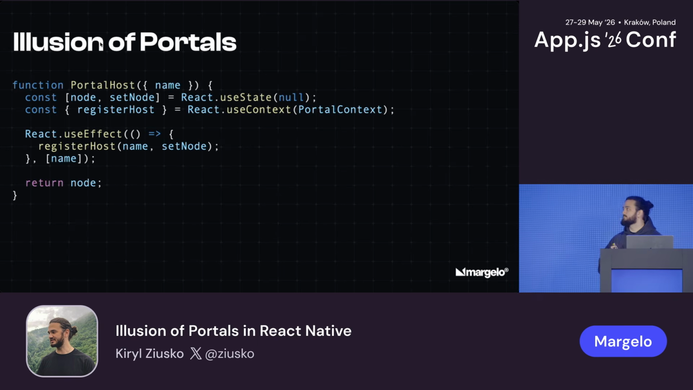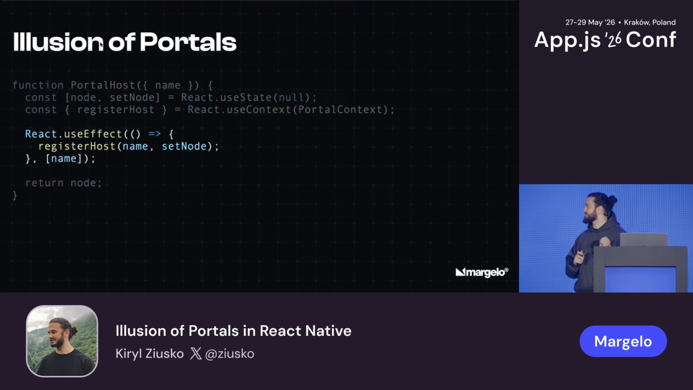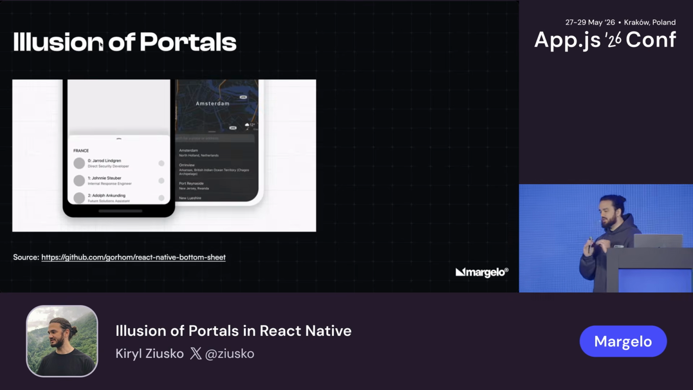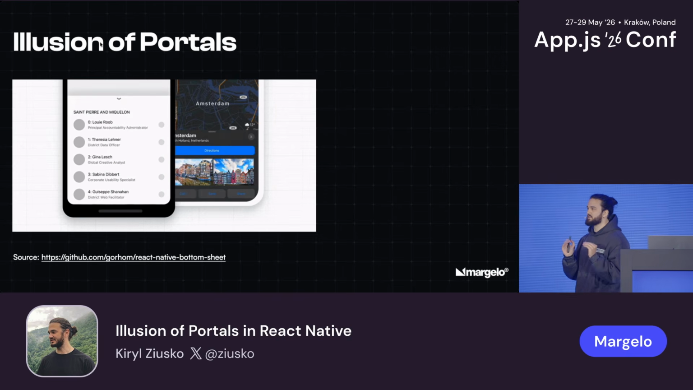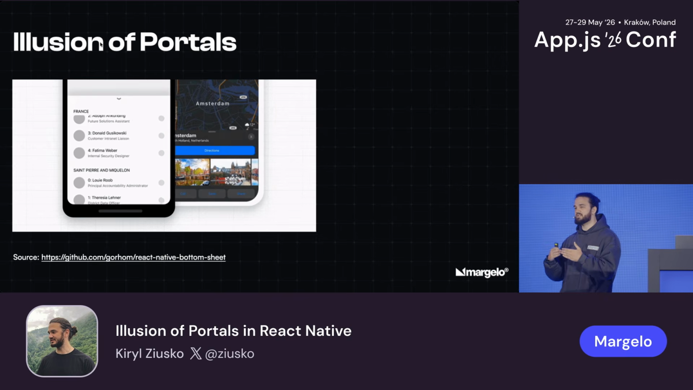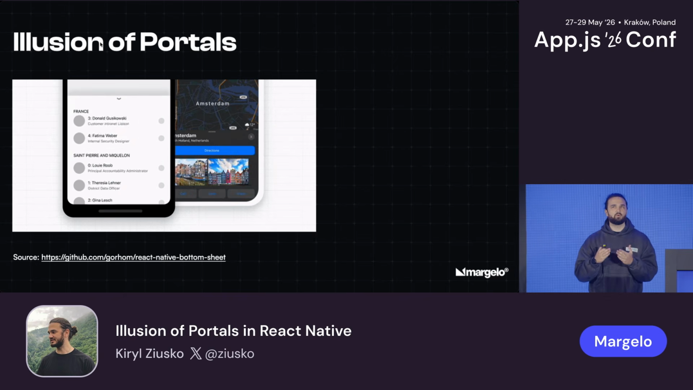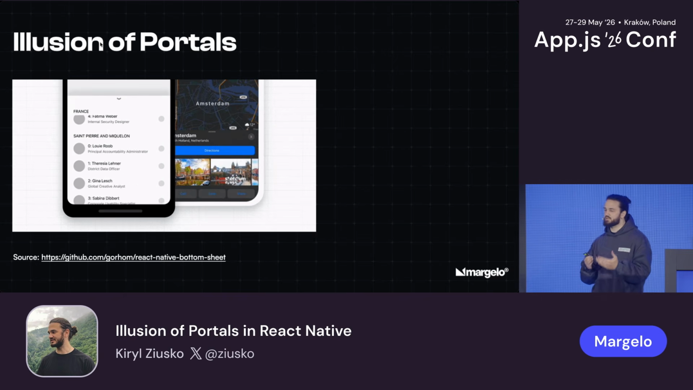When a portal host mounts, it registers itself in this map. Later, when a portal is rendered, it pushes its children into the same shared state under the corresponding host name. The matching portal host receives that content and renders it in its own place. And to be clear, this idea is not bad at all. It actually pushed the ecosystem forward in a meaningful way. It powers many popular libraries like React Native bottom sheet.